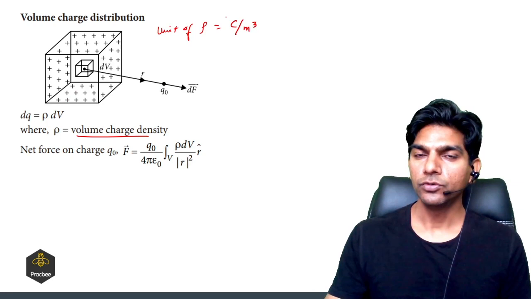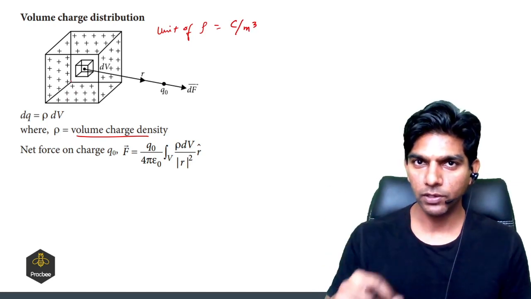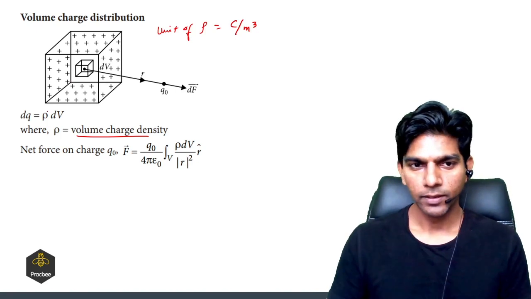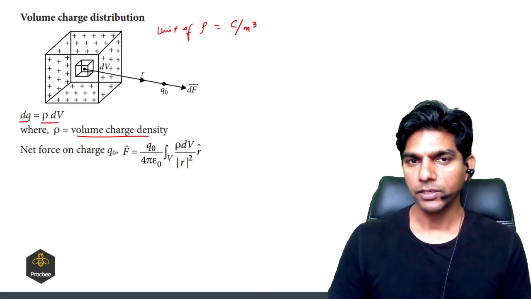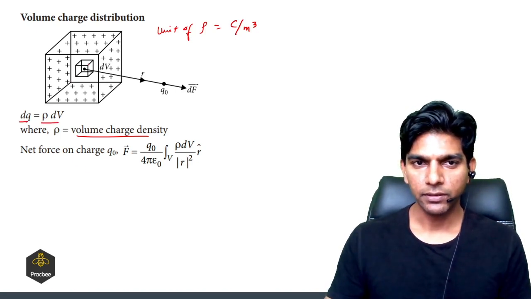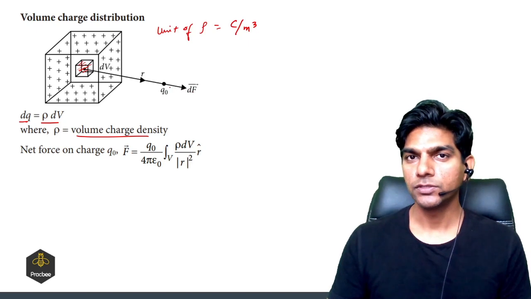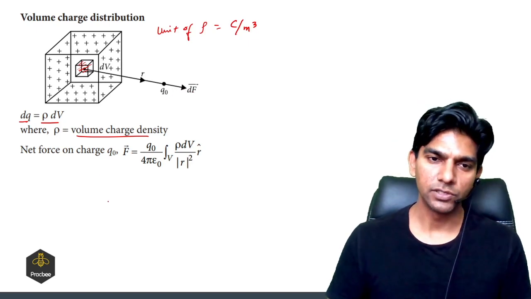So if we know rho, we can find the charge on a small volume by multiplying that volume with the volume charge density. So dq will be rho dv. Again, we can consider this small volume as a point charge, and we can find the force on charge q naught by applying Coulomb's law.